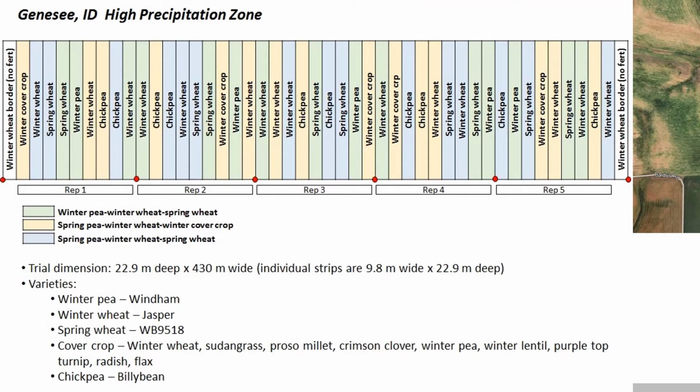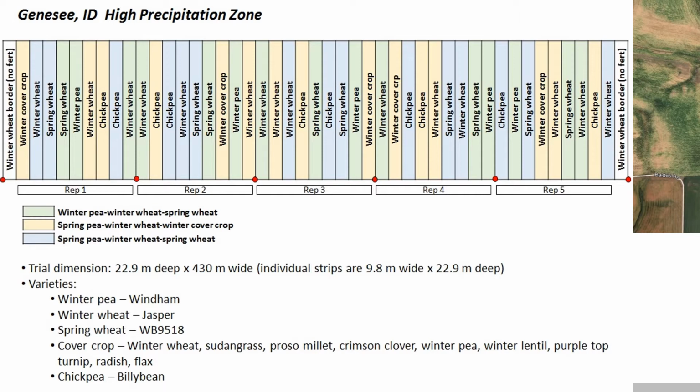These plots are set up essentially as 9.8 meter, or 10 meter, wide by 23 meter deep strips. We have 3 crop rotations and 3 crops in each rotation. So 3 by 3, there's 9 crops total if you look at all 3 crop rotations. We've set up these field trials so they're 9 strips where each strip represents one of the crops in that rotation.